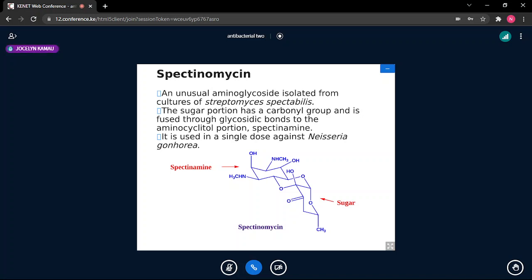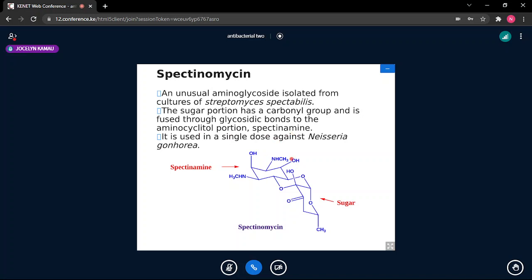Then spectinomycin, we have also mentioned spectinomycin. We can say it's an unusual aminoglycoside, again naturally occurring. The sugar portion has a carbon. Remember, I noted that you lose the oxygen, these are amino sugars. It's a very unique amino sugar. Again, you can see no substitution there. It has a methyl group there. It has a carbonyl group there. So the sugar portion has a carbonyl group and is fused through glycosidic bonds to the aminocyclito portion of spectinomycin.